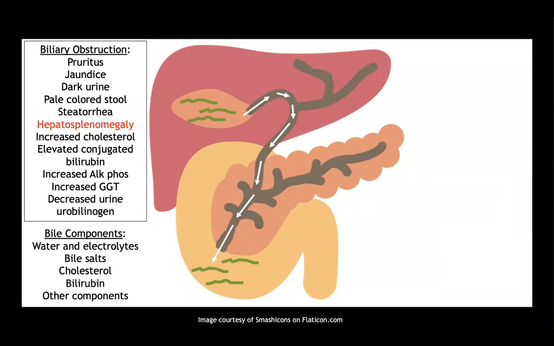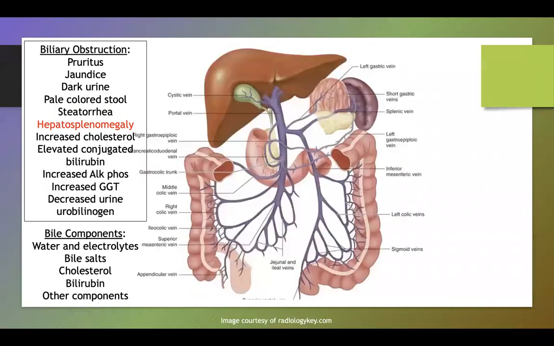Hepatosplenomegaly can be caused with an obstruction because if you block this region here, you'll get a backflow to both the liver and gallbladder. So you can get hepatomegaly. Splenomegaly you can get for a few different reasons. I'm going to show you the most common reason you get splenomegaly in liver problems.